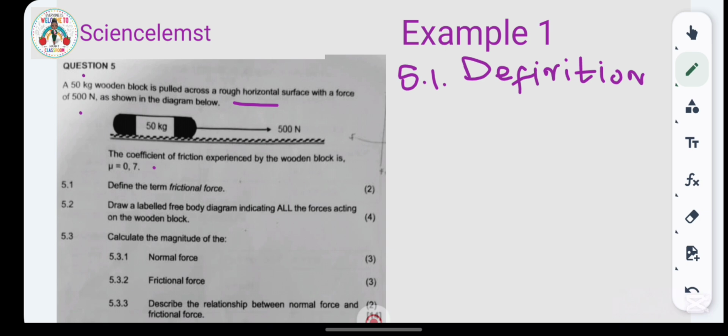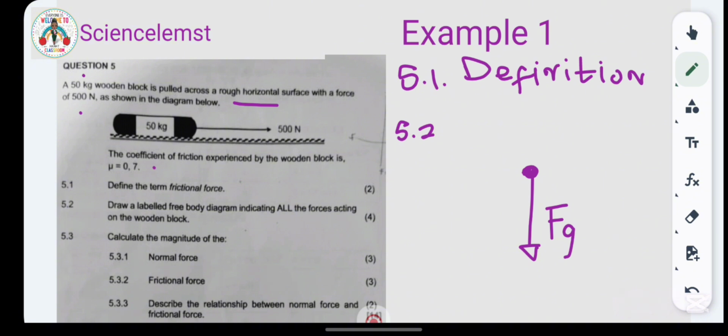5.2. Draw a labelled free body diagram indicating all the forces acting on the wooden block. Okay, free body diagram, you learned it in grade 10. You learned that what do we start with? We start with a dot. A dot represents the object that the forces are acting on. And we know what? There's always gravitational force going down. It never goes up. Please. Gravitational force always acts down because it is the force that the earth is pulling you towards itself. It is the force that the earth is pulling objects towards itself with.